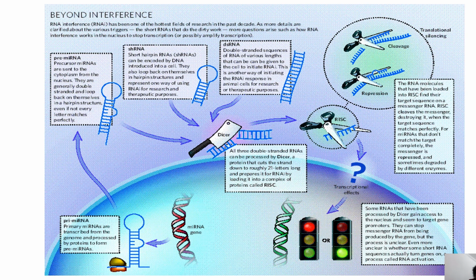shRNAs are short hairpin RNAs and can be coded by DNA introduced into a cell. They also loop back on themselves in hairpin structures and represent one way of using RNA interference for research and therapeutic purposes. siRNAs are double-stranded sequences of RNA of various lengths that can be given to the cell to initiate RNA interference. This is another way of initiating the RNA interference response in animal cells for research or therapeutic purposes.